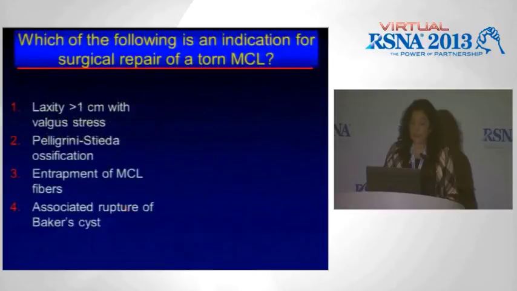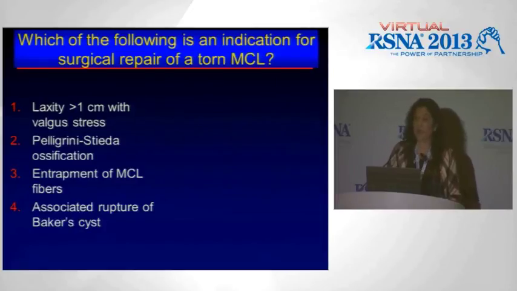So let's take a look at this question. Which of the following is an indication for surgical repair of a torn medial collateral ligament? Laxity greater than 1 centimeter on valgus stress, Pellegrini-Stieda ossification, entrapment of medial collateral ligament fibers, and associated rupture of a Baker cyst.